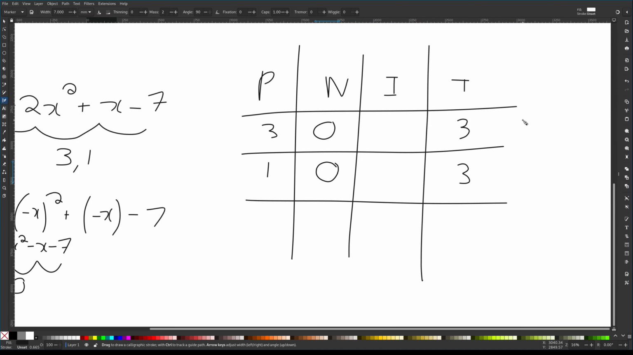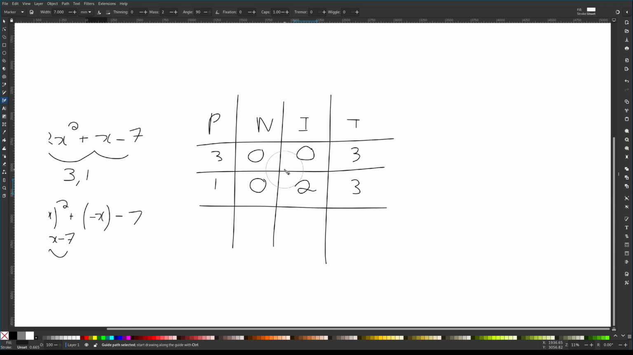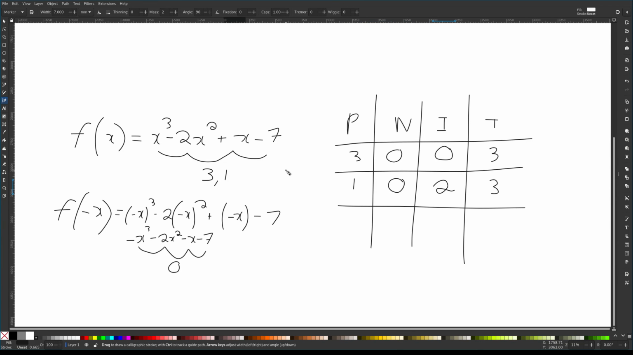Okay, and here our total is the combination of positive zeros, negative zeros, and imaginary zeros. So to find the number of imaginary zeros, we just subtract the positive and negative from the total. Here, if we already have 3 positives and there's 3 total, there must be 0 imaginaries in this case. Now to the next case. There's 1 positive and a total of 3. There must be 2 imaginaries. Okay. And that's how you use Descartes' Rule of Signs on polynomials.